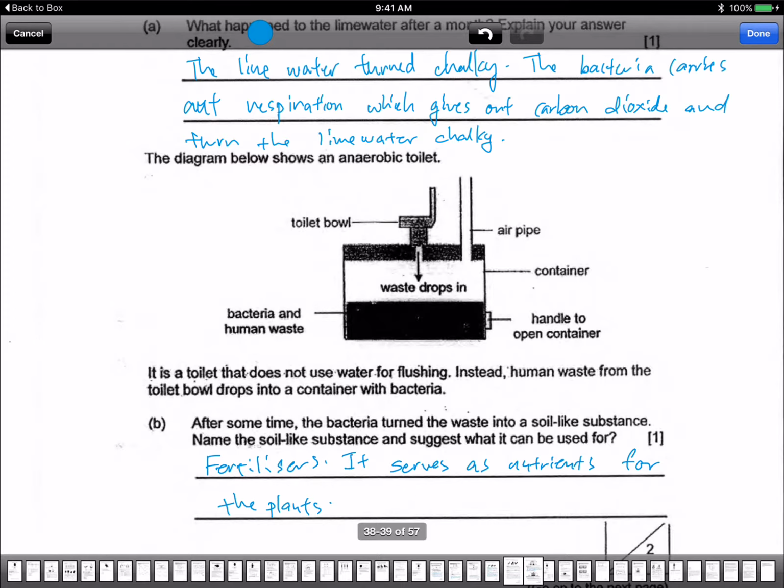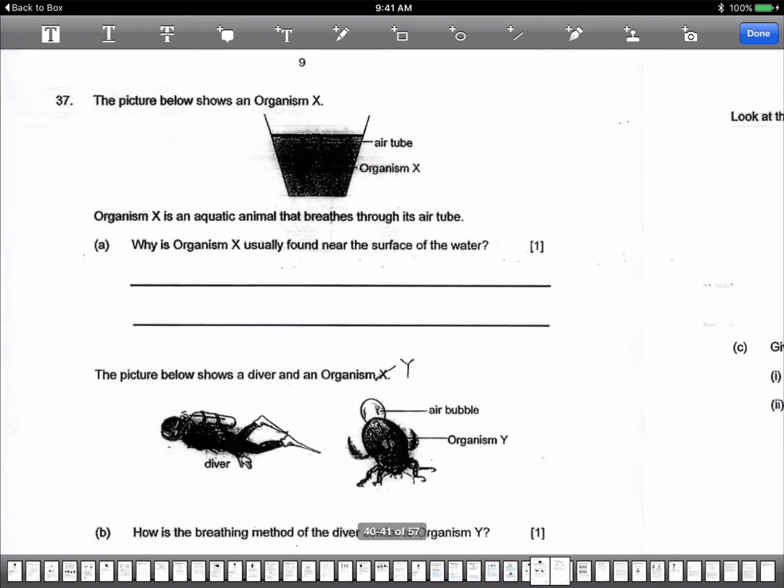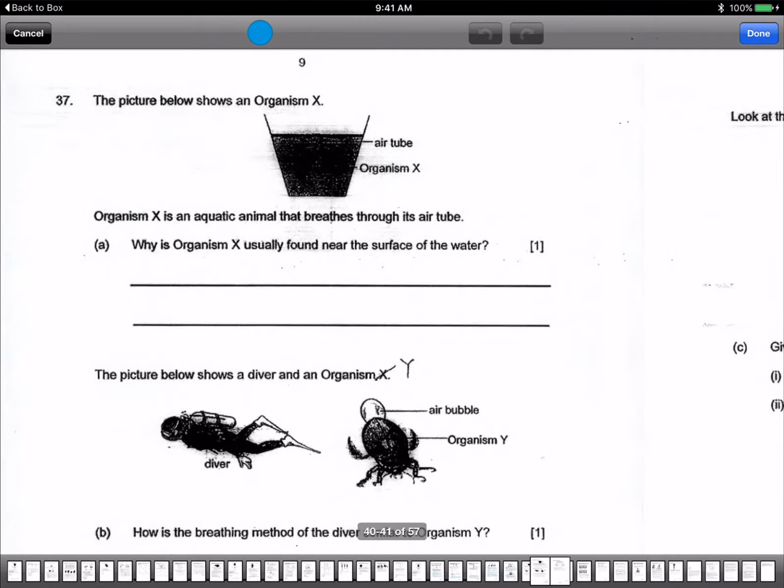Okay, next one. Jonah, why is it usually found near the surface? Oxygen from the surface and they cannot make oxygen. No. The pictures are here. It's okay, but not correct. Next one, Ryan, what's your answer?